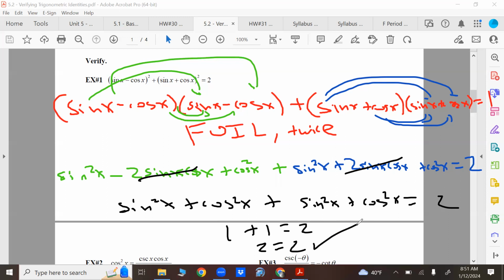Now the left side equals the right, so we verified it. So this implies that any x would make this work, but we just have to verify that the left side equals the right side. Okay, any questions? No, we're good?